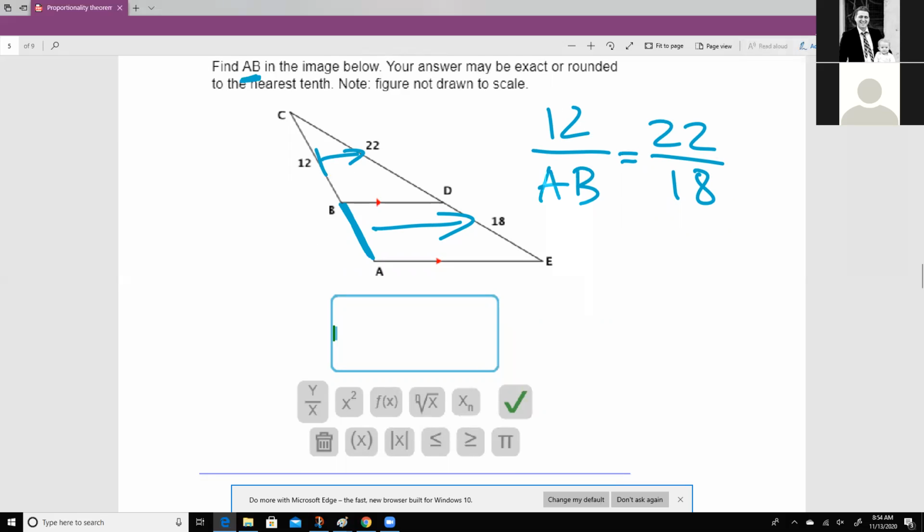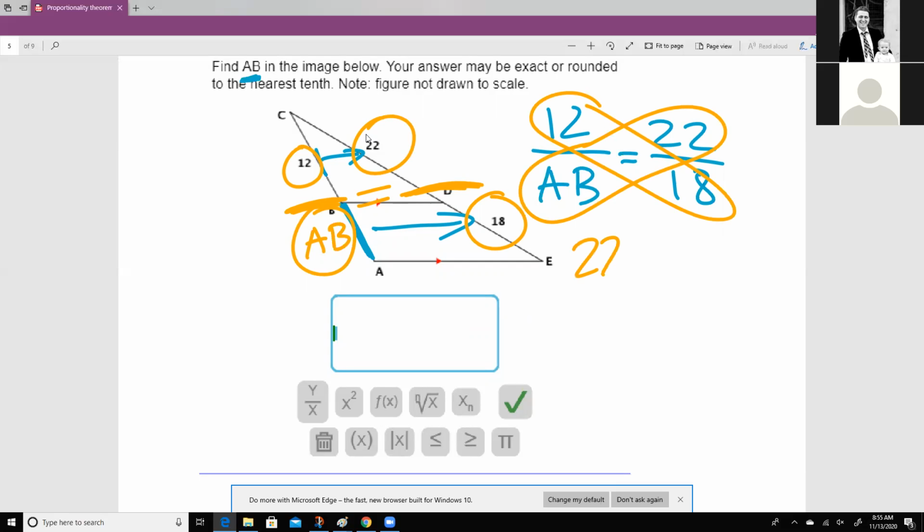If this is the line AB, then the shortcut for setting up the proportion would just be to actually draw in the proportion on one of these guys. So we'll have 12 over AB, which we see right there, and 22 over 18. Let's go ahead and solve. We'll cross multiply here.